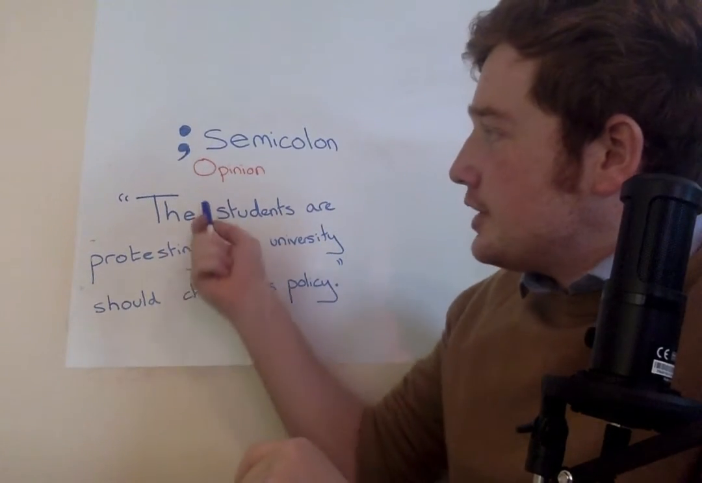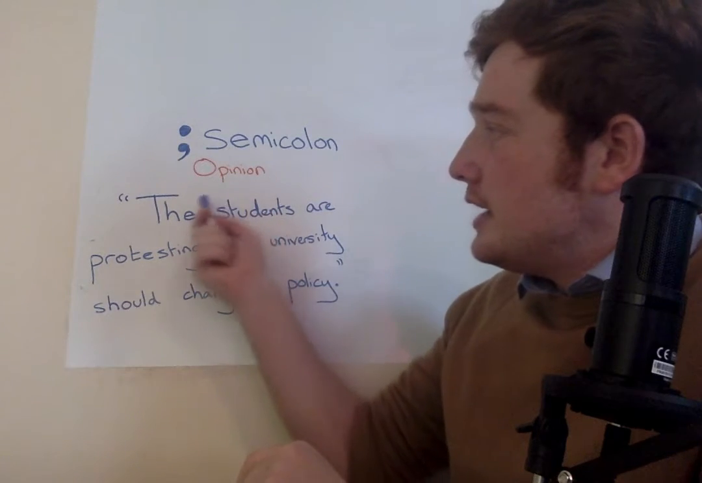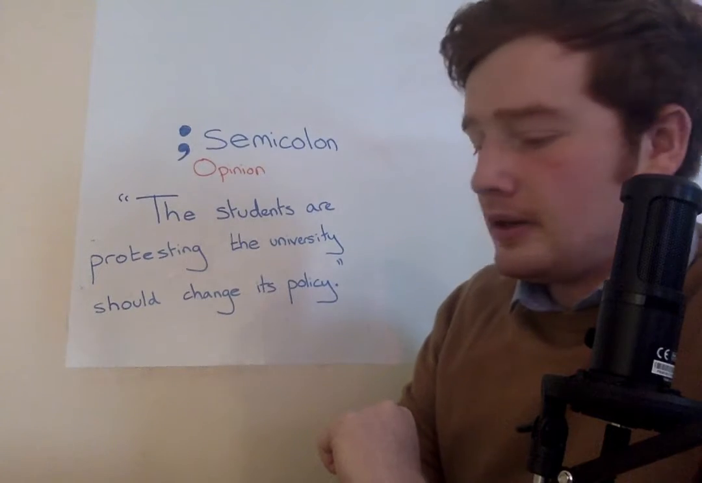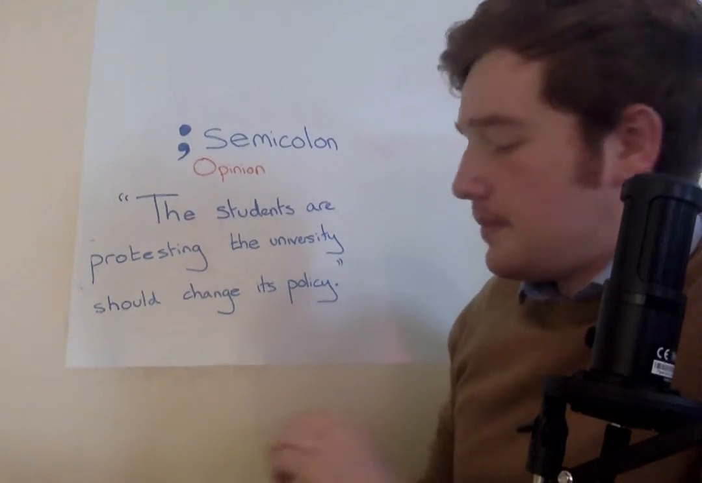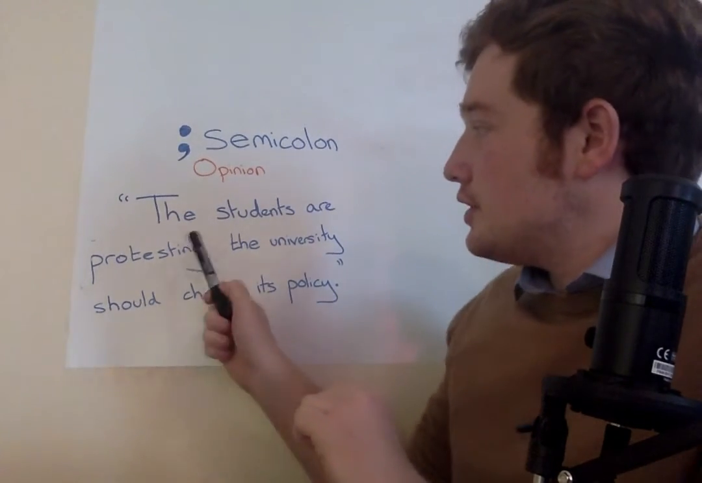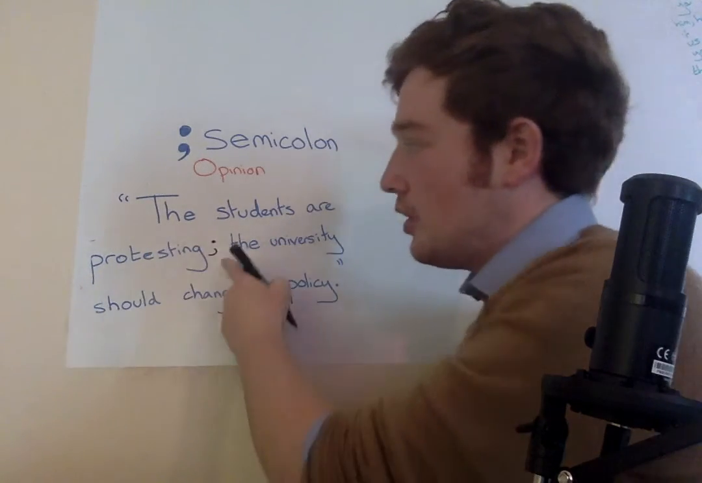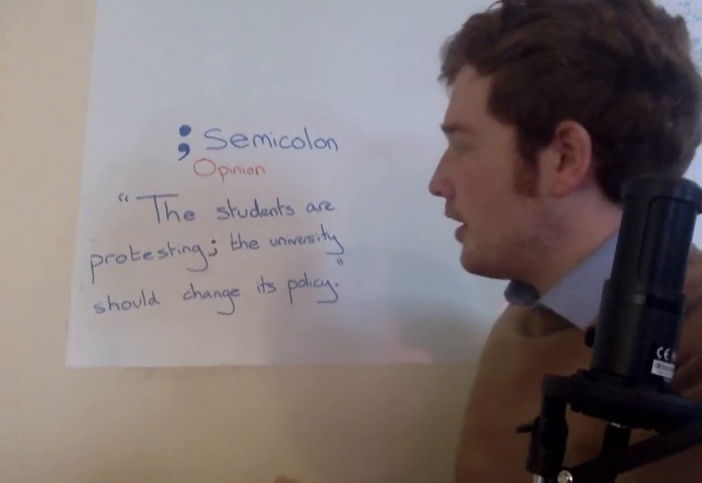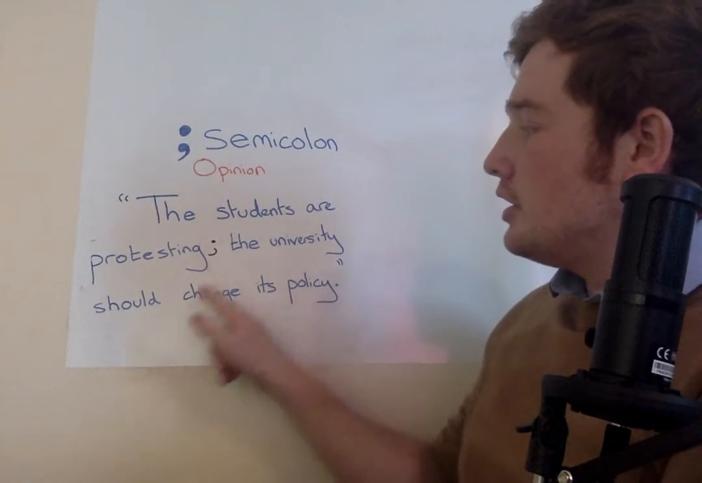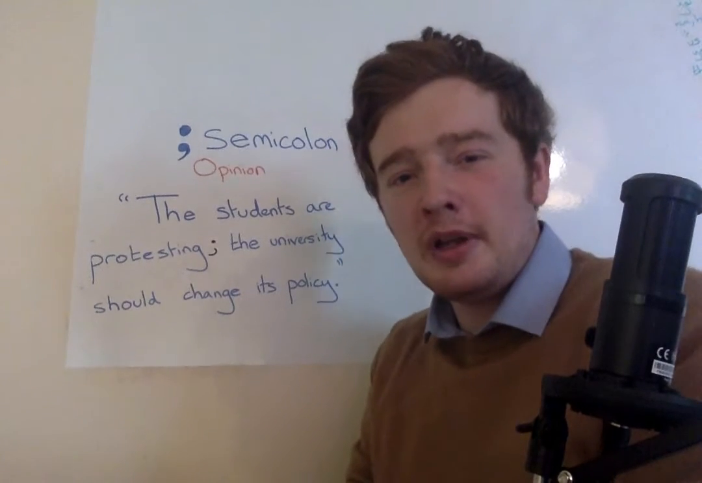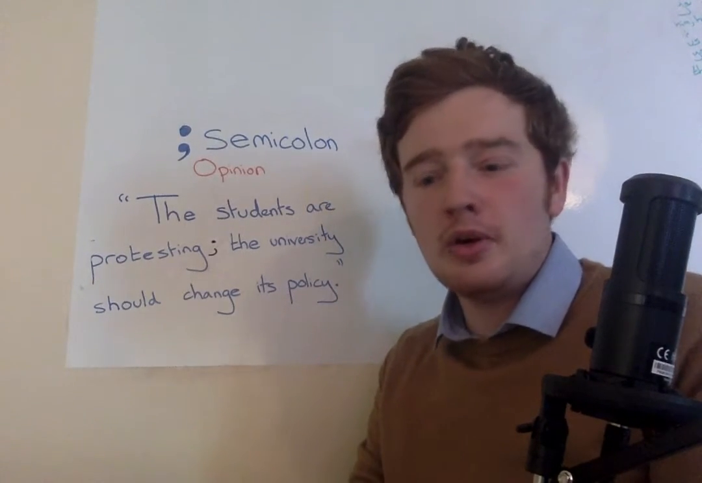One way in which the semicolon can be used is to introduce opinions. Let's see an example of that now. So we have the example here. The students are protesting; notice the use of the semicolon there. The university should change its policy. So what's happening here and why has a semicolon been used?